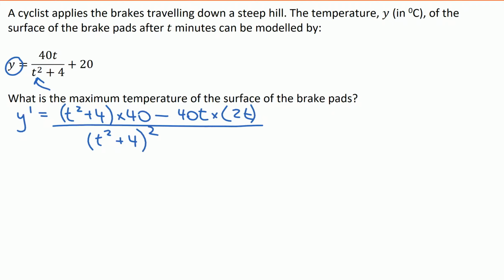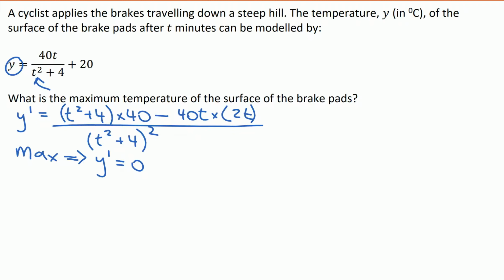What am I going to do next? Expand the brackets and simplify the top line and bottom line? Do I need to do that on the bottom line? No. Why not? We're looking for a maximum, aren't we? What does a maximum imply? Gradient equals 0. So it implies that our derivative there is equal to 0.